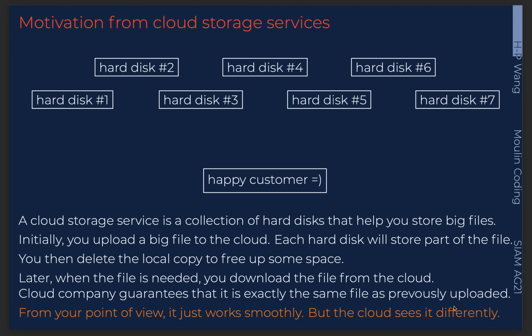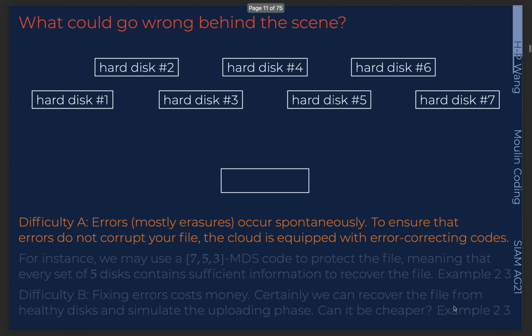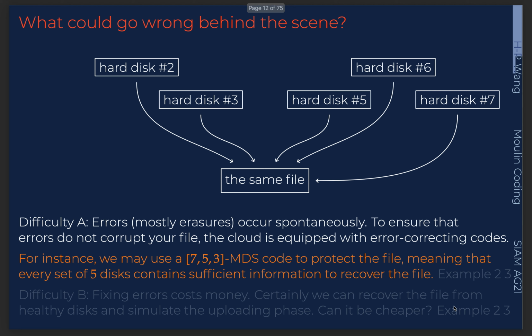From your point of view, it just works smoothly, but the cloud sees it differently. So what could go wrong behind the scene? Well, the first difficulty is that errors, mostly erasures, occur spontaneously. To ensure that errors do not corrupt your file, the cloud is equipped with error-correcting code. For instance, we may use a 753 MDS code to protect the file, meaning that every set of 5 disks contains sufficient information to recover the file.